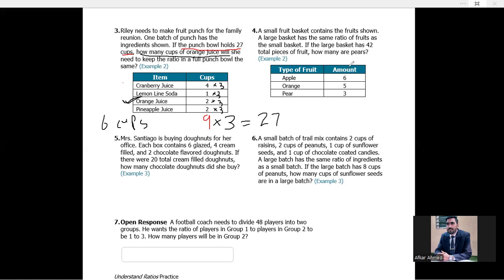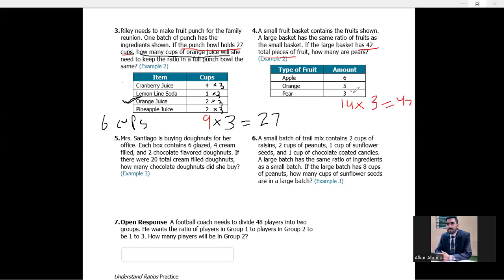Same you will do in this question. You will add the total number of fruits. Different types of fruits are given: apple, orange, and pear. You will add them. It will be 14. So 6 plus 5 is 11. 11 plus 3 is 14. We have a total of 14 fruits. But how many total fruits do you want to make? Our total should be 42. But we have 14. So what number should we multiply by 14 to get the answer 42? So we will multiply it by 3.